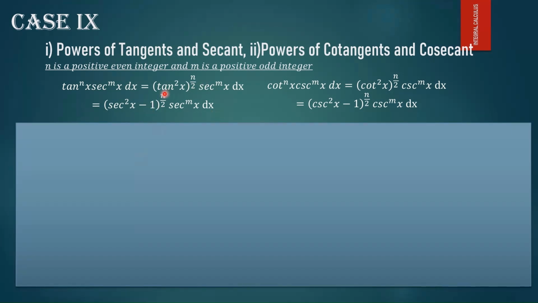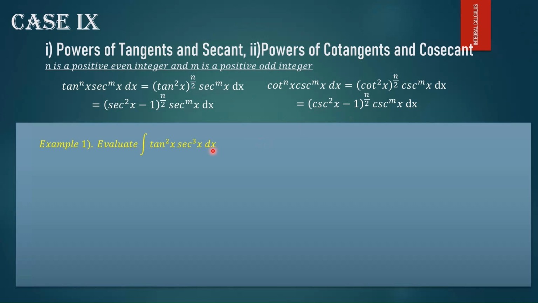So here, we will manipulate tan squared x and cotangent squared x. If you can recall, tan squared x is equal to secant squared x minus 1 and cotangent squared x is equal to cosecant squared x minus 1 by Pythagorean identity.